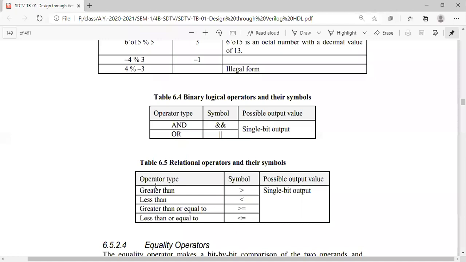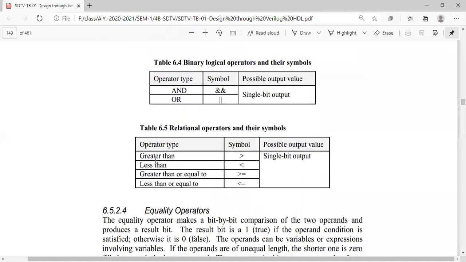This is the logical operator. Okay, this is the relational operator table, right? This relational operator has a greater than symbol, a less than symbol, greater than or equal, and less than or equal. The output will be only a single bit, a single-bit output only.